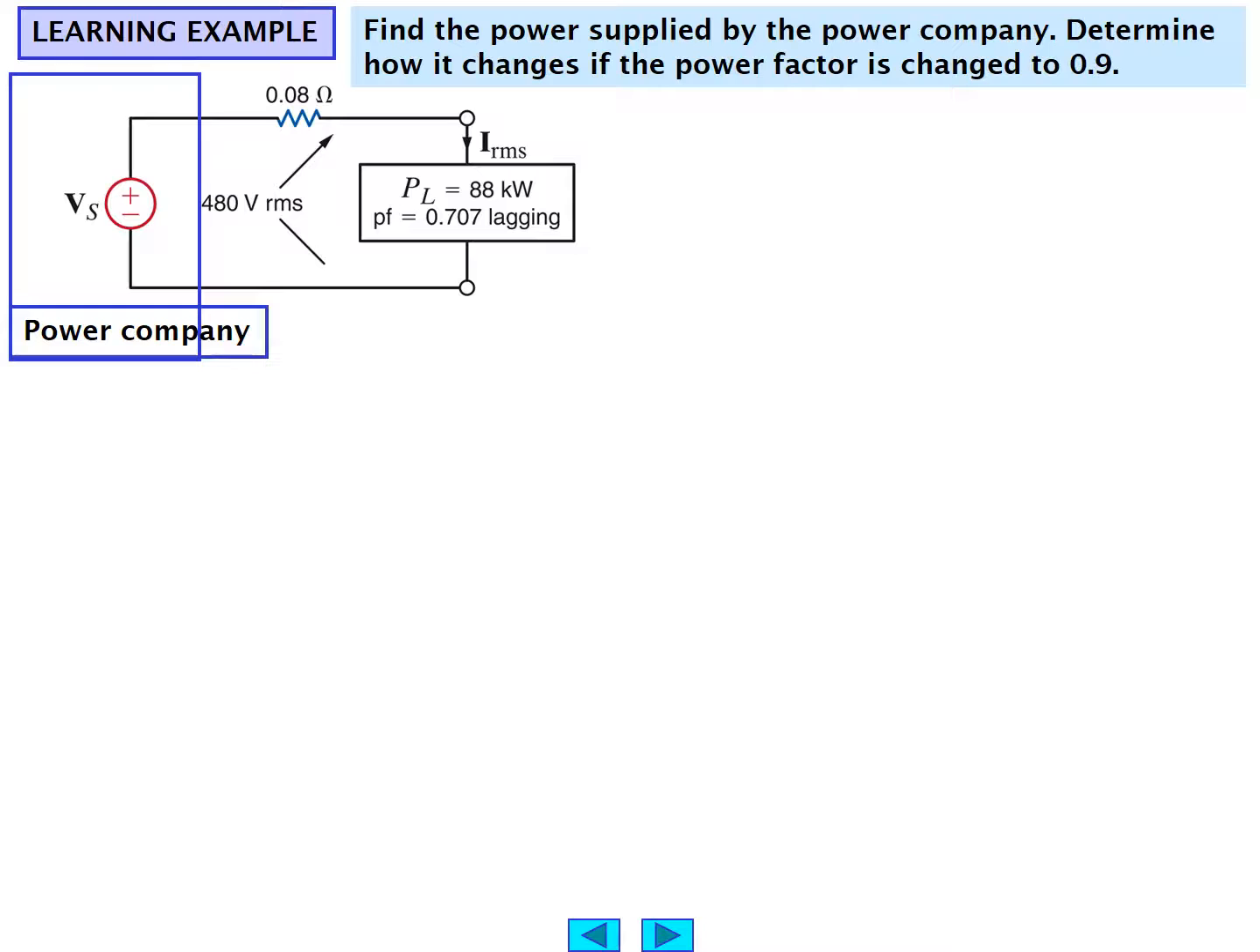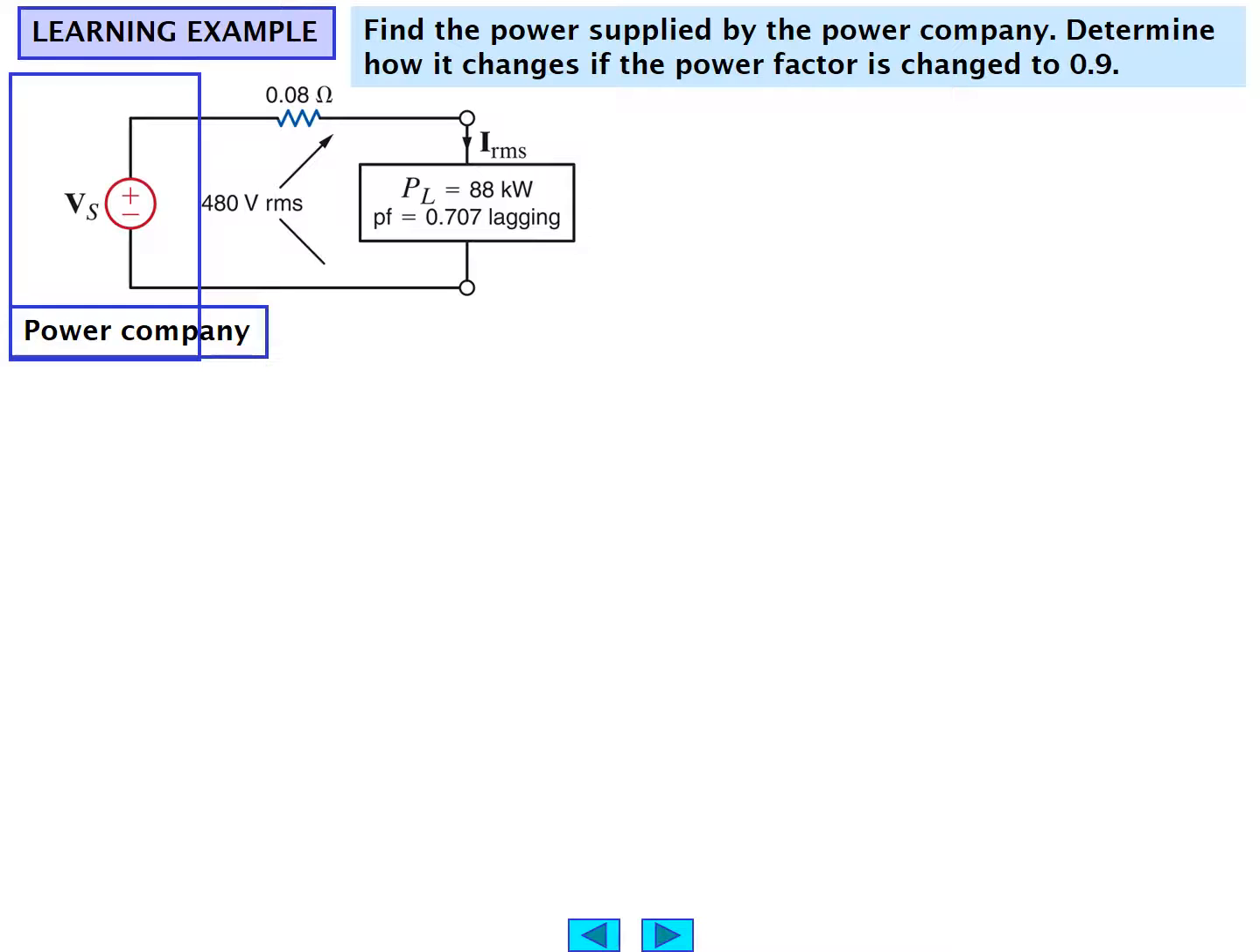In this learning example, we want to find the power supplied by the power company and determine how it changes if we modify the power factor. So here we have the source from the power company, which is V sub S. The power company also has a distribution load of 0.08 ohms, producing a 480 volt RMS voltage signal across the load with a resulting IRMS current going through it.